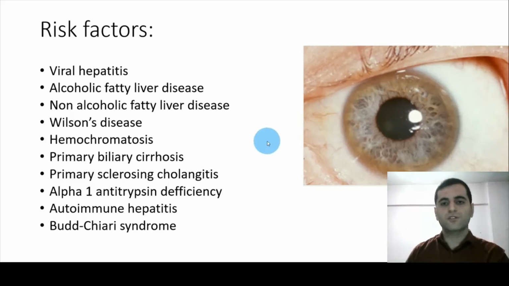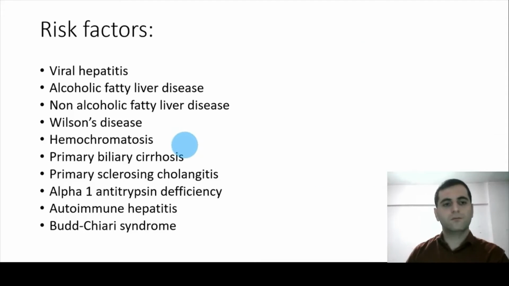Also, it may cause all kinds of neurological signs and symptoms like motor deficit or some kind of psychiatric problems like depression or hyperactivity.